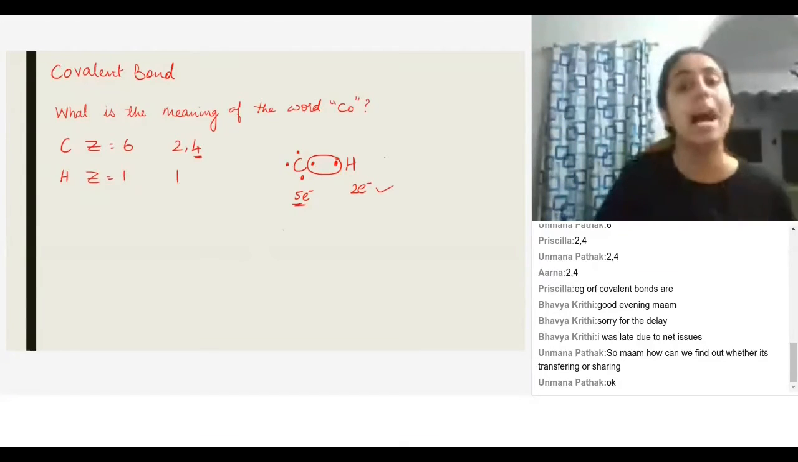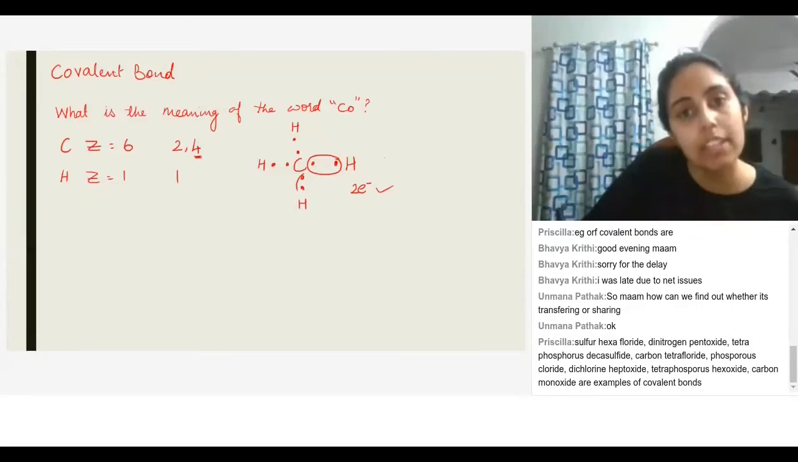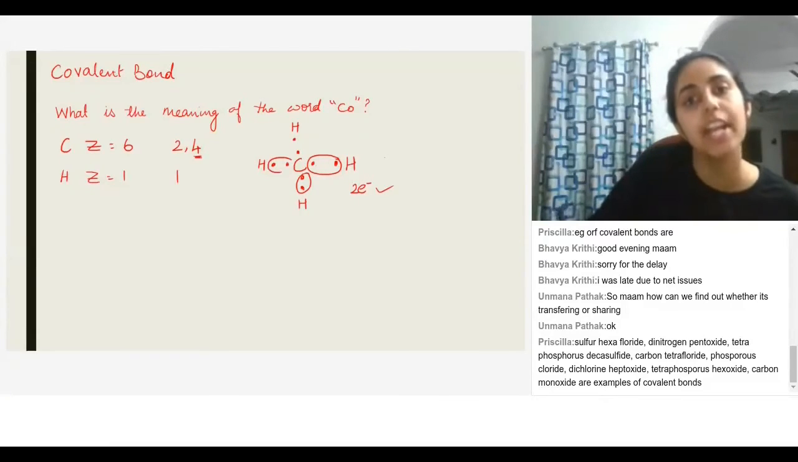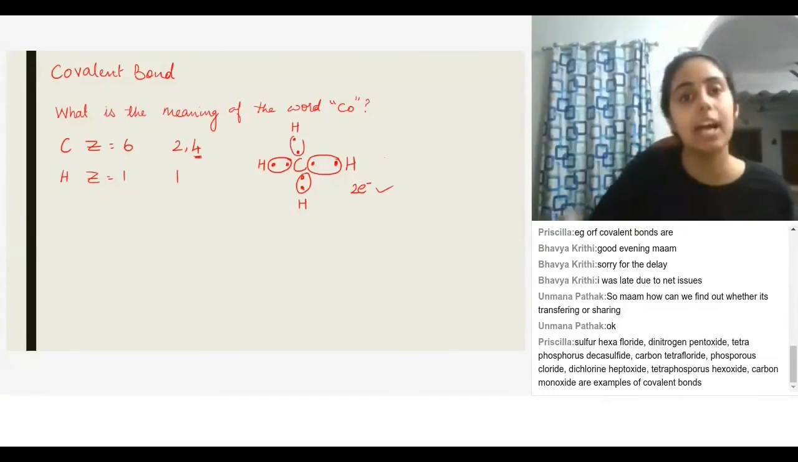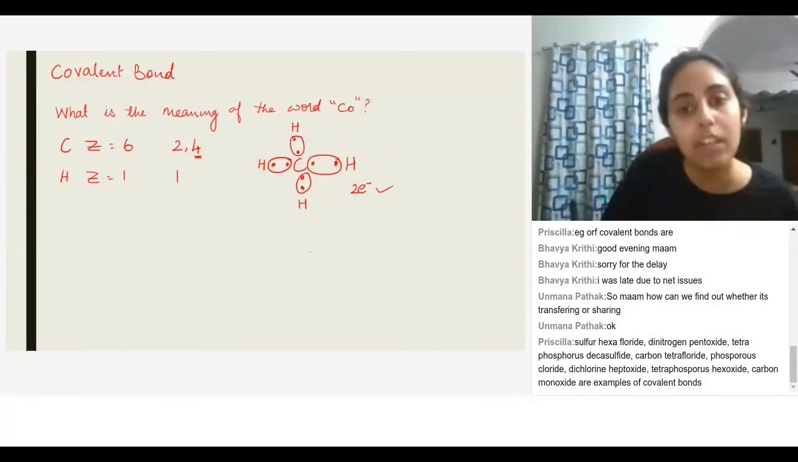So what do I do? I bring in 3 more hydrogens. I bring in one hydrogen here, one hydrogen here, and then one hydrogen here. Okay, now all these electrons are shared among these different hydrogen atoms. So this ends up forming a covalent bond that looks like this. Now carbon has 8 electrons around it.